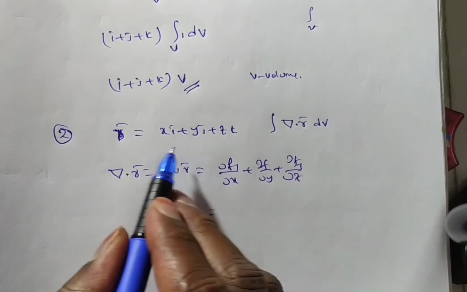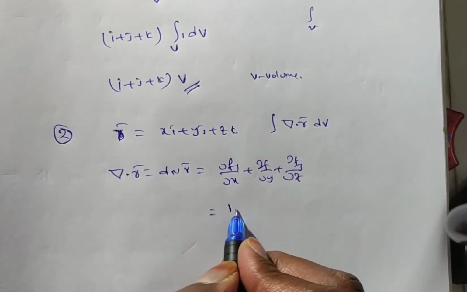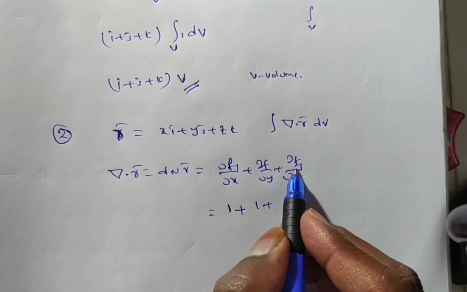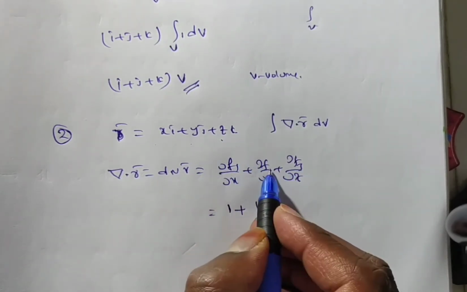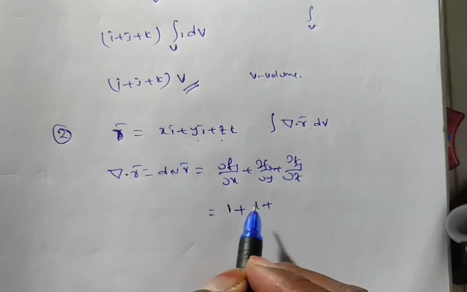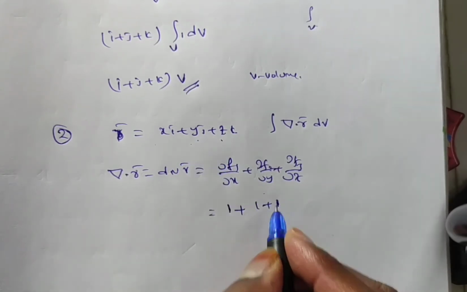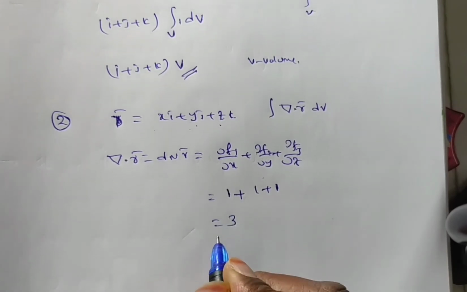So what is f1 here? x. So dou x by dou x is 1, plus dou f2 is y, so dou y by dou y is 1, plus dou f3 means here dou z by dou z, that is also 1. So you will have here del dot r bar is 3.